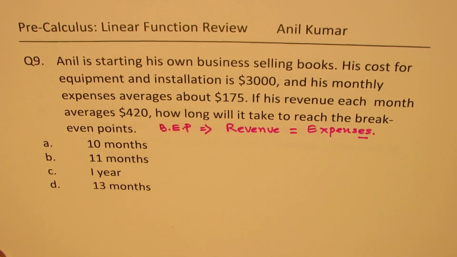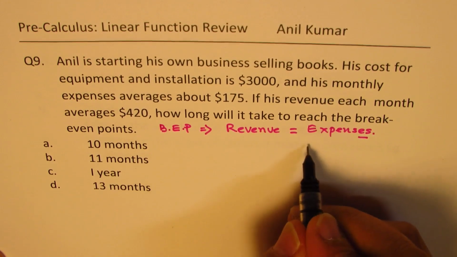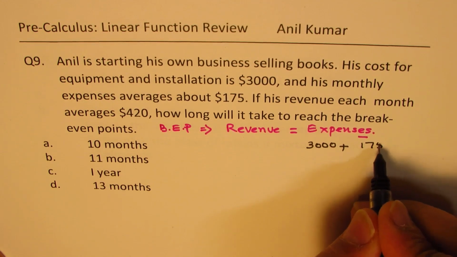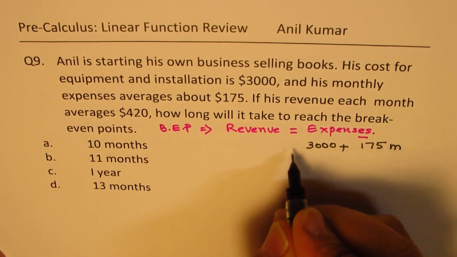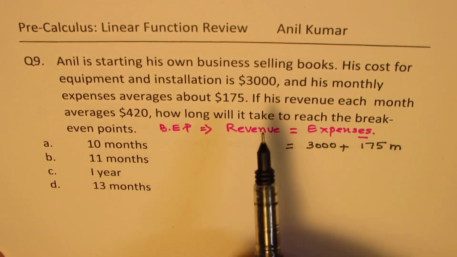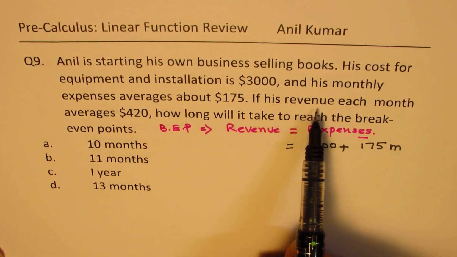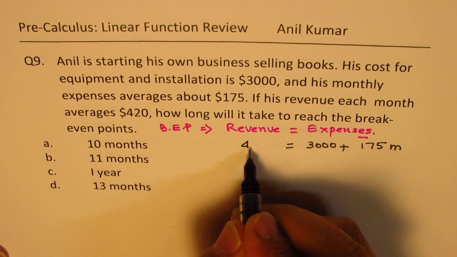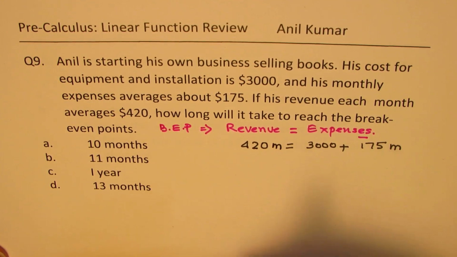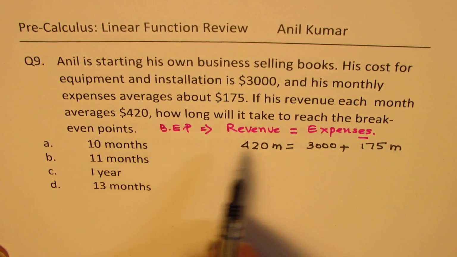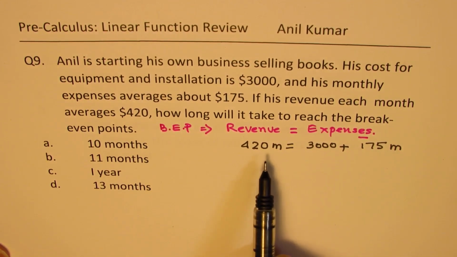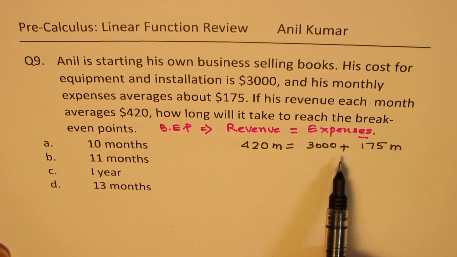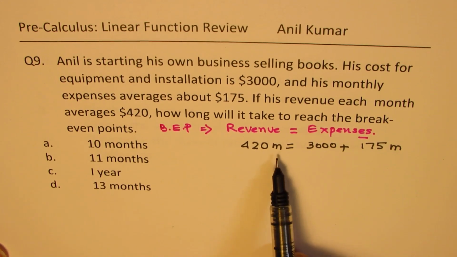So monthly, $175. So as far as the expenses are concerned, we have $3,000, which is fixed, plus $175 per month, right? So let me write this per month. And what is the revenue? If his revenue each month averages $420, so $420 per month, times M, that becomes the revenue. Clear? That is how we are going to get our linear relation. Now here, the number of months is something which we need to figure out. So from this equation, we can get the solution. So that's a linear equation in M.